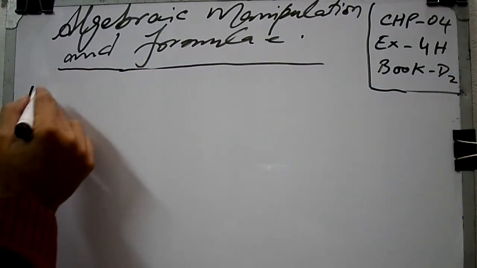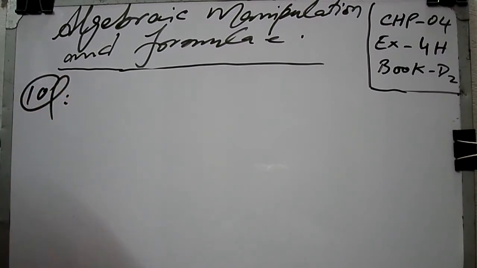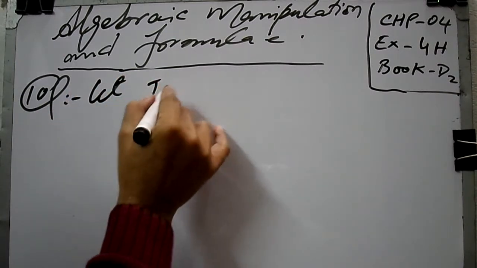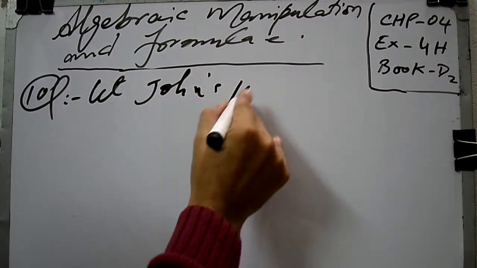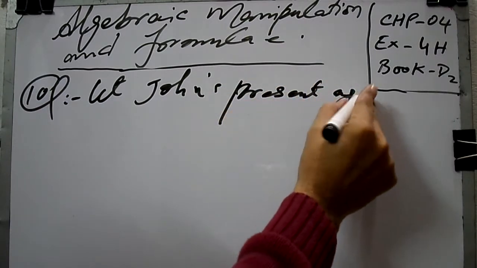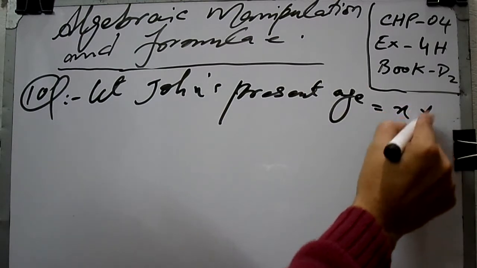In question number 10, half of what John's age was 4 years ago is equal to 1/3 of what it will be in 5 years' time. How old is John now? Let John's present age be equal to x years.